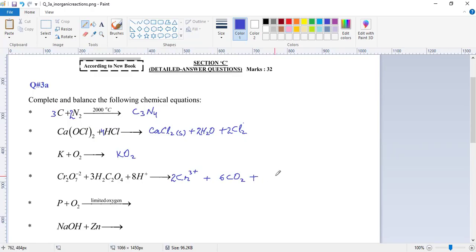and 7 moles of water. You can use the ion electronic method for balancing the equation as well. You know, each chromium is gaining 3 electrons, so 6 electrons are gained by the chromium. So that's why oxalate has 2 negative charges.